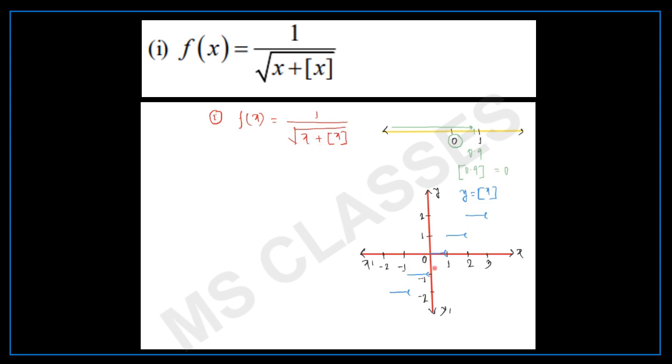The sum will be positive. So we see here that when x is greater than 0, this implies x plus [x] is greater than 0. This implies 1 by under root of x plus [x] is defined. Therefore, the domain of f is the open interval 0 comma infinity.